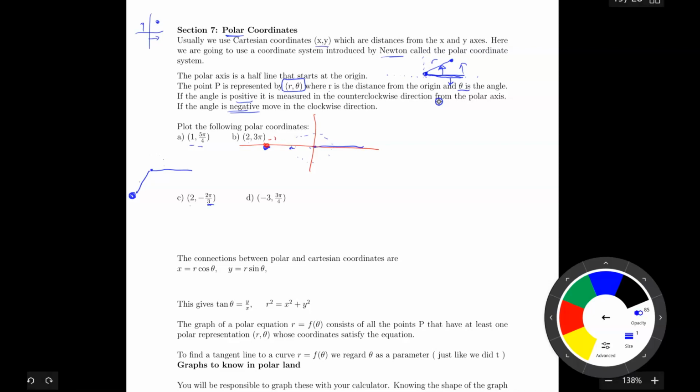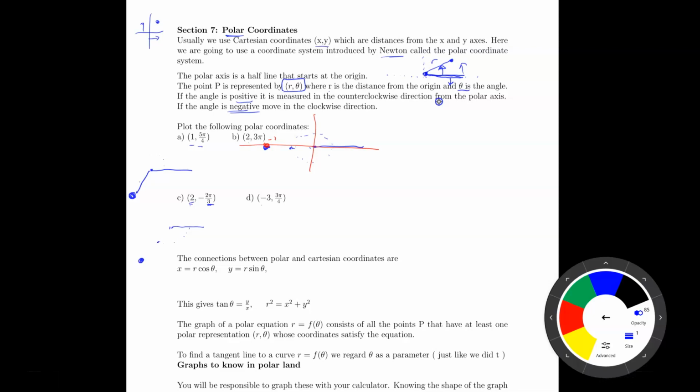Okay, so let's look at this. This one has a negative angle, correct? So again, it's just the polar axis. So I go -2 pi over 3, so that would be all the way over here, right? And go out a distance of 2, so 1, 2. So this would be the point.